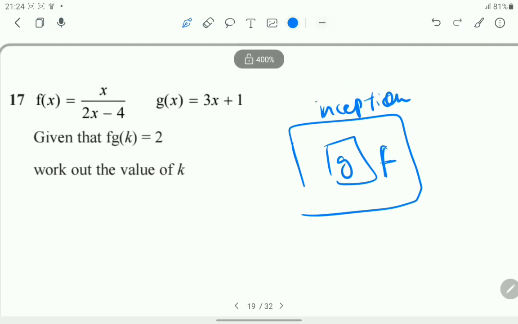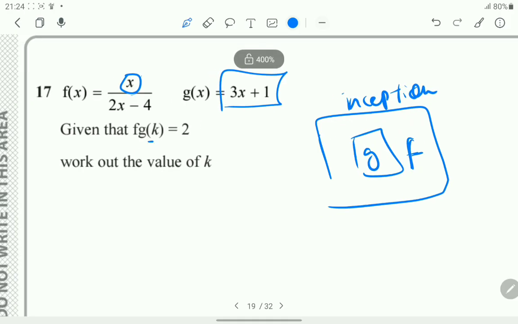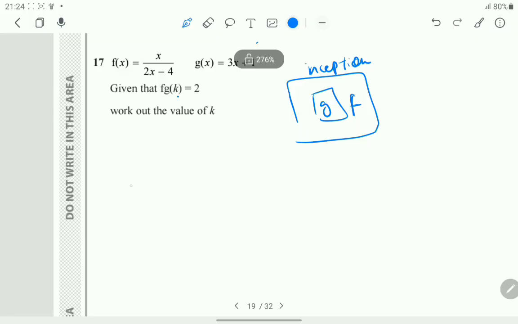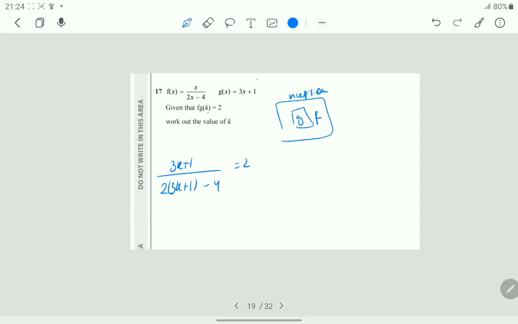For every place in this function where you find x, you replace that x with this expression. Since our question has changed from x to k, this becomes k, and everything else becomes k, and x is basically replaced by k. So let me neaten this up, and let's begin. And so we have 3k plus 1 over 2 times 3k plus 1 minus 4 equals 2.